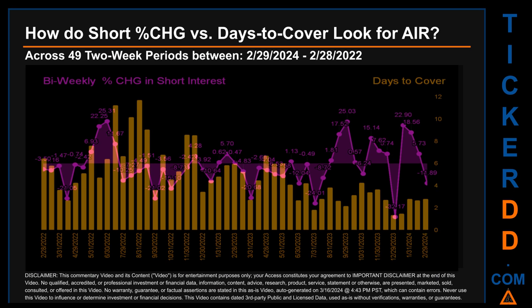The largest percentage decrease in short interest found across those 49 two-week snapshots was minus 32.17%. It occurred once on December 29, 2023 settlement date. The average days to cover was about 4.91. The biggest days to cover was 11.72 and it happened once on August 31, 2022 settlement date.